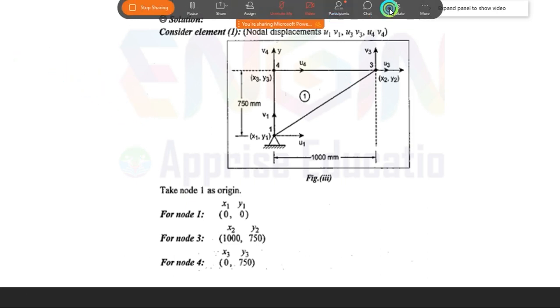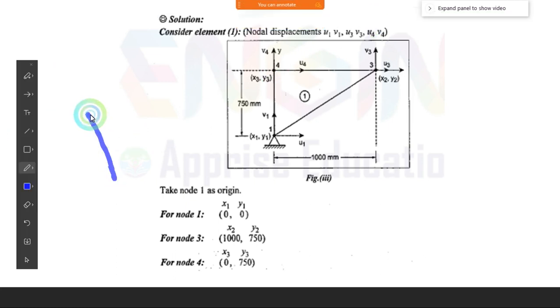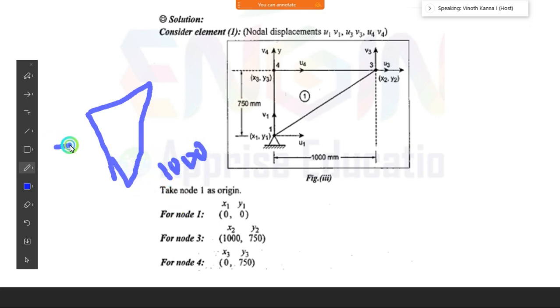So the triangle they are giving us is like this. This is all triangular. Here the x distance is 1000 and the y distance is 750. So this is what they are giving. For marking the points, the very starting point, we always know, is 0, 0. This is x1, y1.